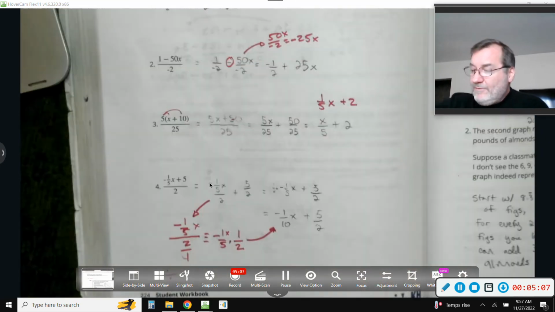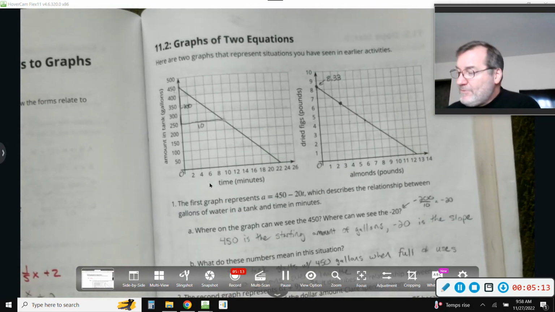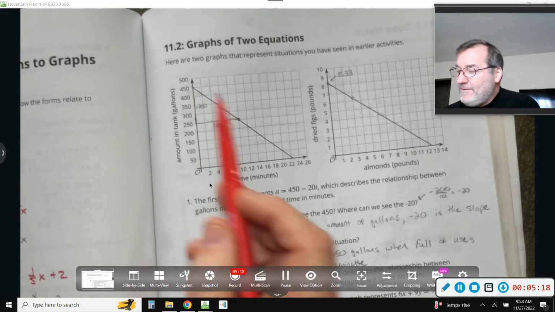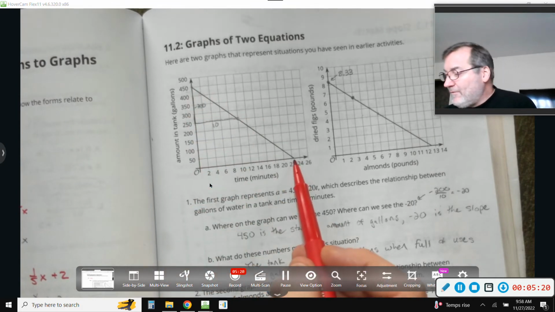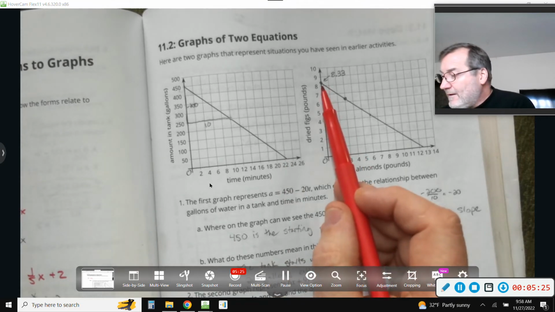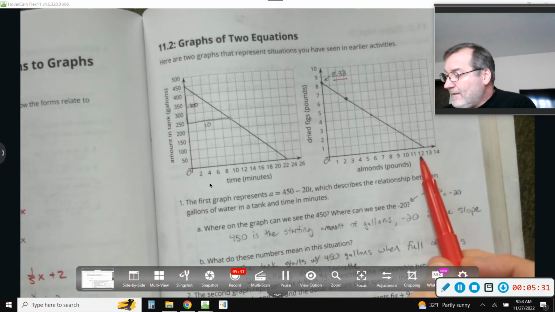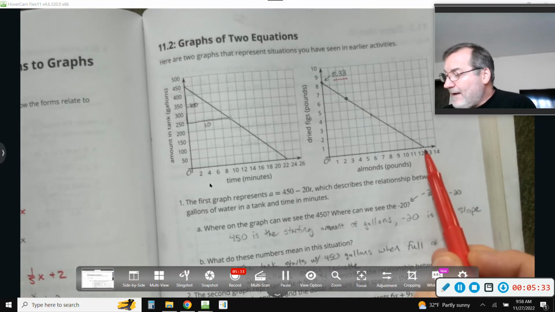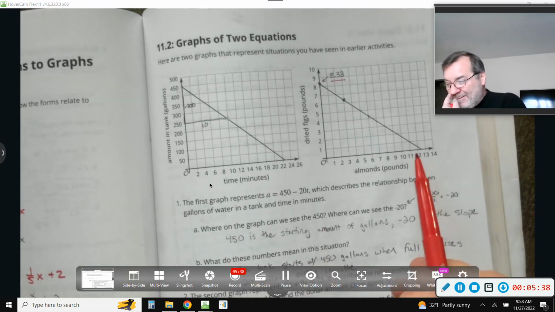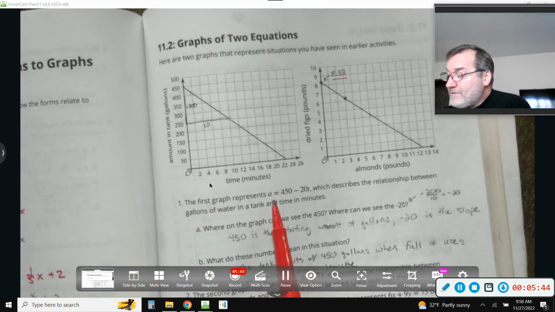All right, moving on to 11.2. Graphs of two equations. Look at that. All right. So we got a couple equations here, and we have a y-intercept at 0, 450. X-intercept at a little bit over 22 here, just a little bit over. On this one we have a 0, 8.33, and then over here it looks like about maybe a 12.5 or so. All right, we'd have to go and find that one. Okay, so about 12.5, 0.